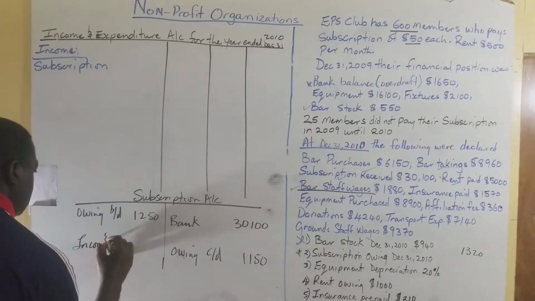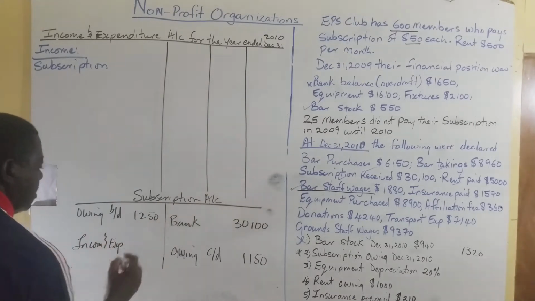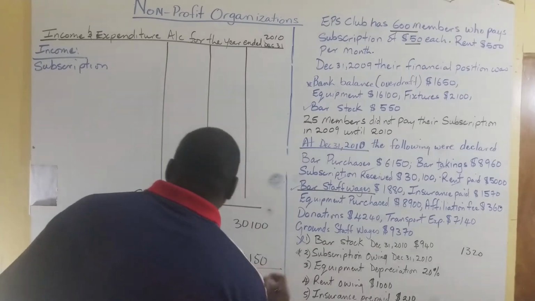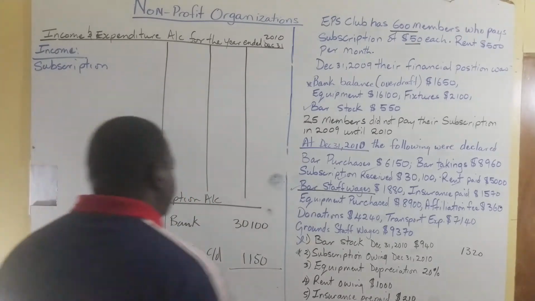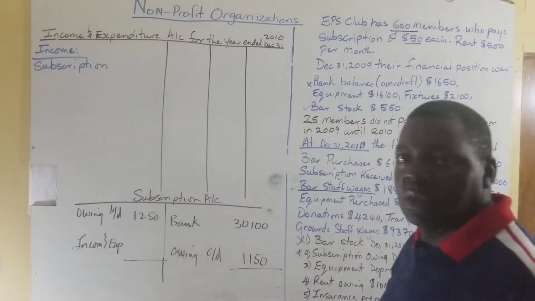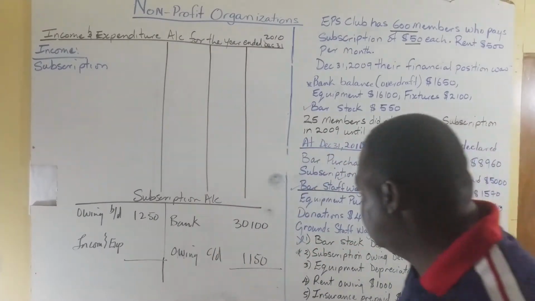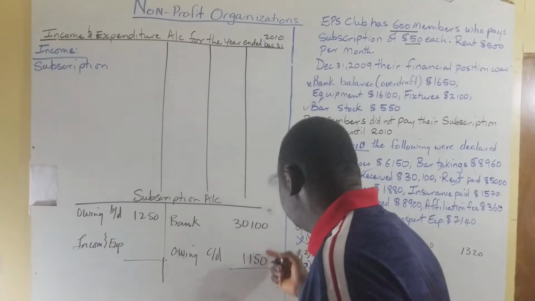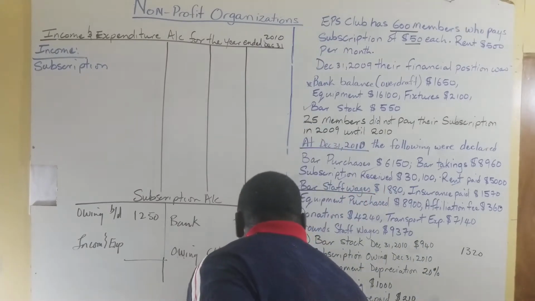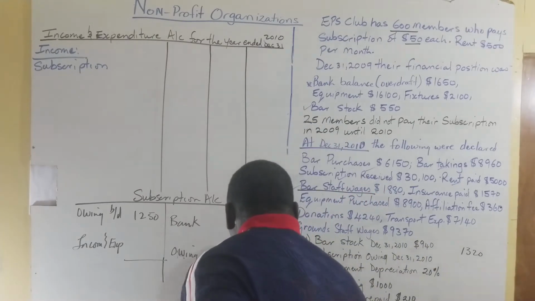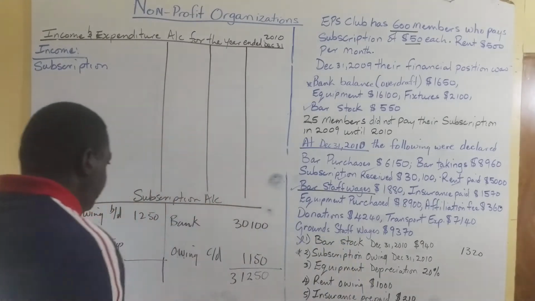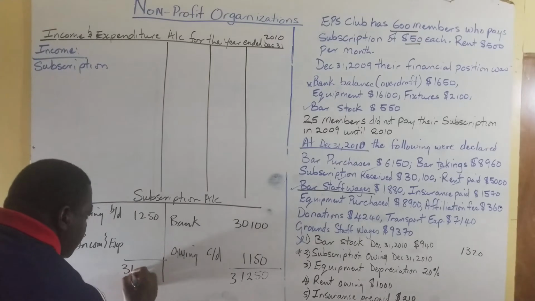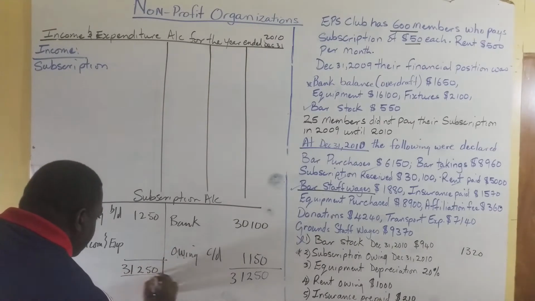income and expenditure account? We'll add this and subtract it from that to give us the amount. Are you with me so far? Okay, so when we add this, plus this is going to be 31,250. This should be 31,250.